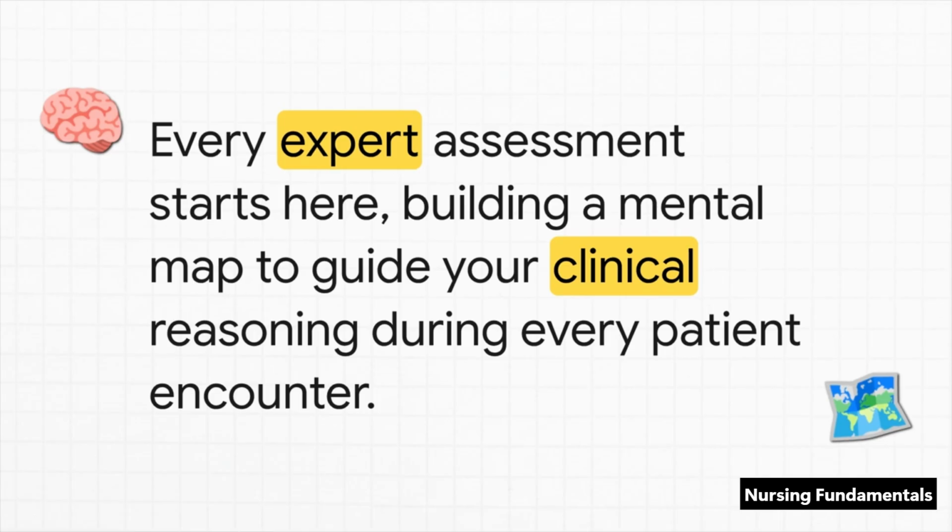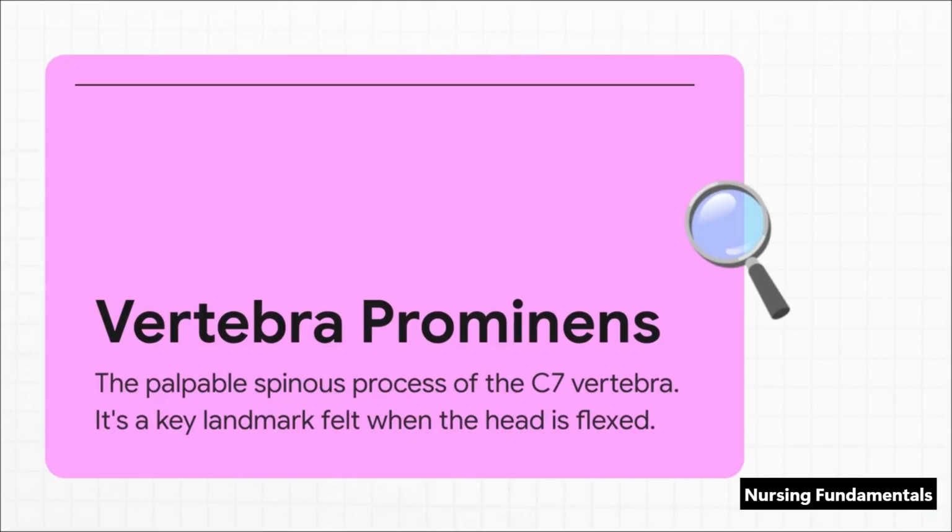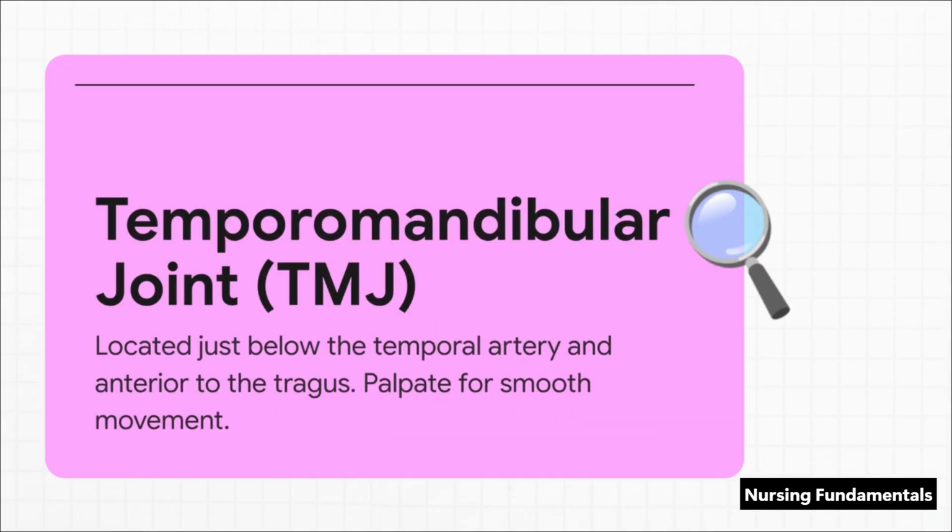you see a patient. Okay, let's start with a really important one for getting your bearings on the back of the neck. It's called the vertebra prominence. All you do is have your patient tip their head forward, and you'll feel for the most prominent bony bump at the base of their neck. That's C7. It's your perfect starting point. Now let's move around to the face.